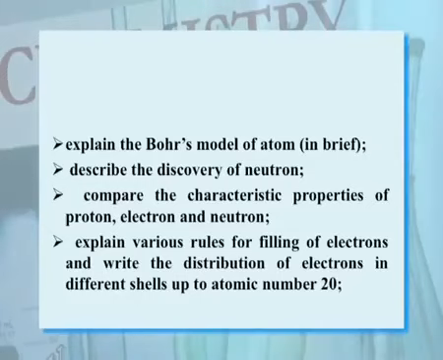Explain the Bohr's model of atom in brief, describe the discovery of neutron, compare the characteristic properties of proton, electrons and the neutrons, explain various rules for filling of electrons and write the distribution of electron in different cell up to atomic number 20.